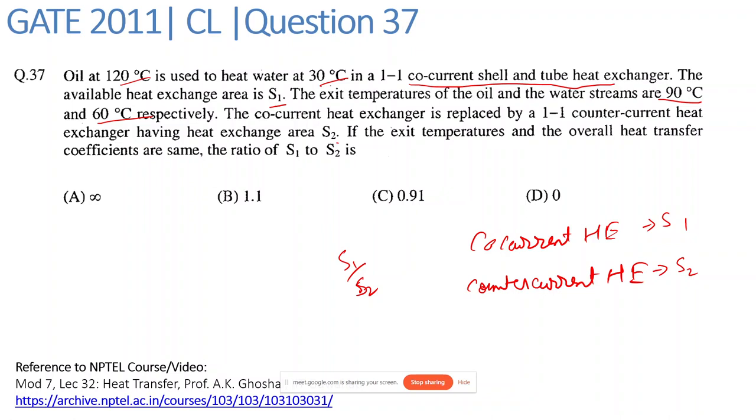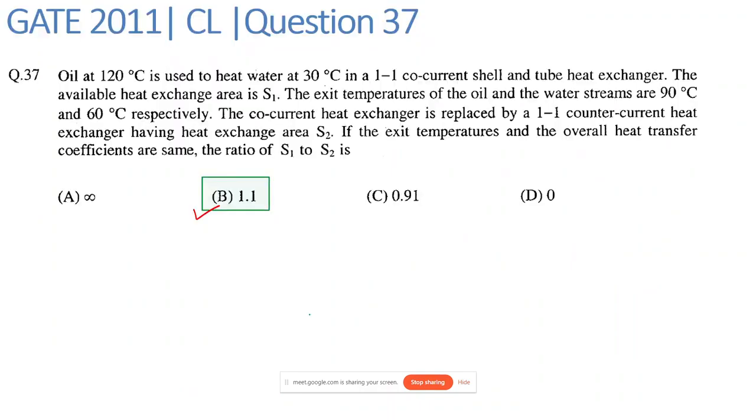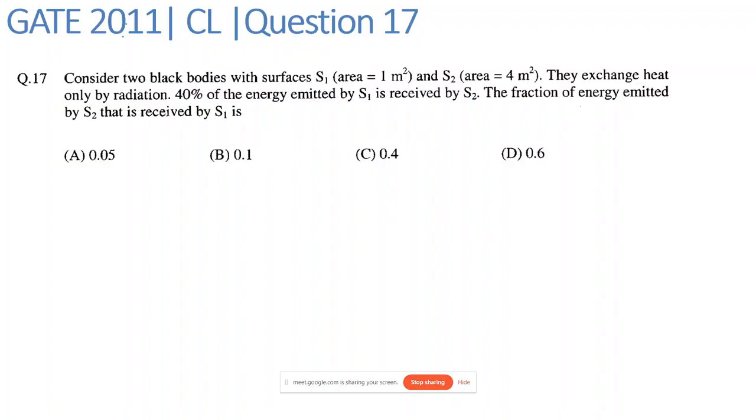So now, I hope this question was also clear. In this question we found out that if the heat exchanger is changed from co-current to counter current, then the ratio of their heat exchange area will be 1.1. So now let's look at another question.